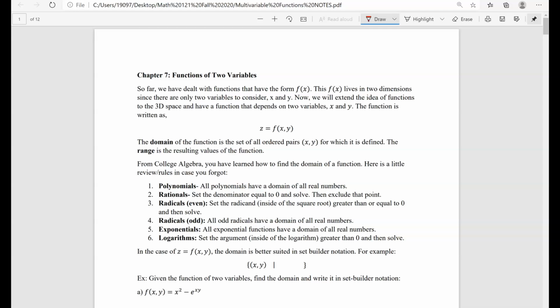So we've been dealing with functions of the form f of x, and f of x is just a function that lives in two dimensions, 2D, because we only have two variables, y and x. So y depends on x. So we have something that passes the vertical line test. This is what we've been beating to death. You learned it in algebra, and you've also learned it here. So there's only two variables to really consider, x and y.